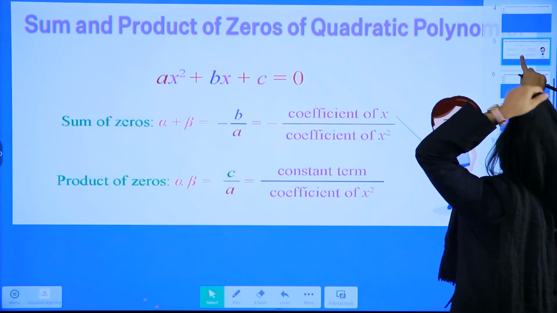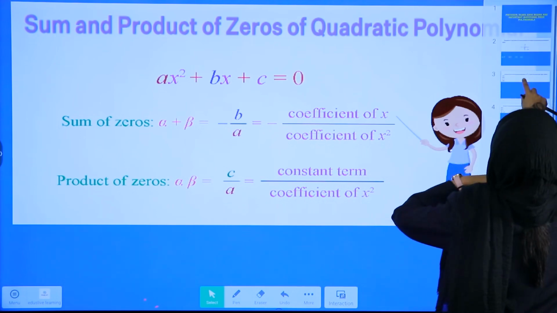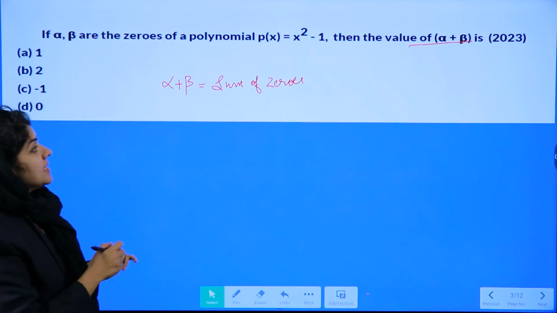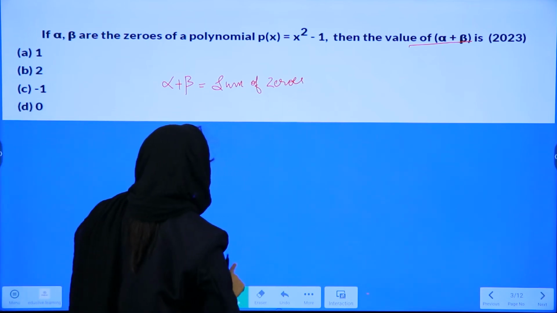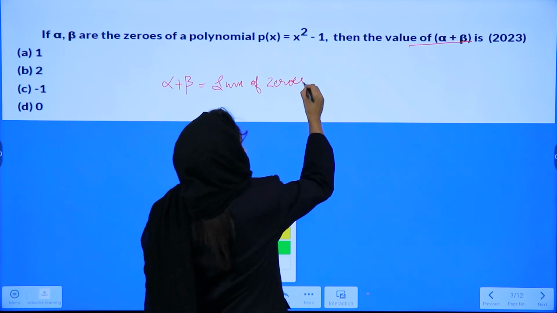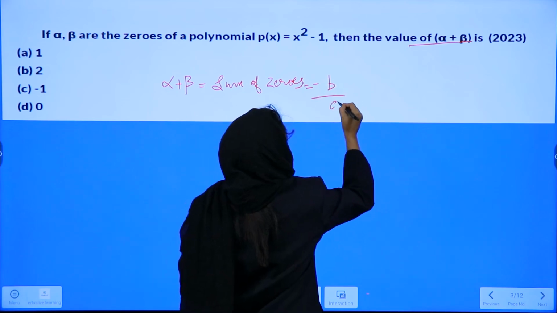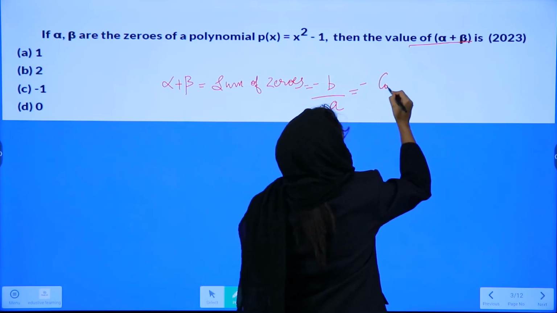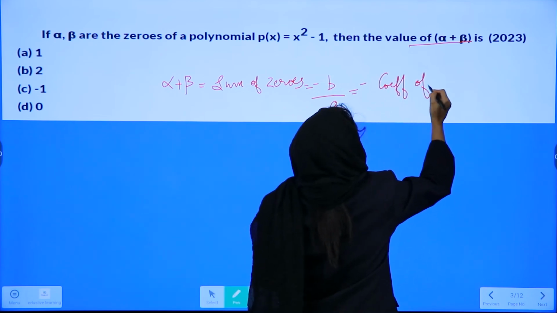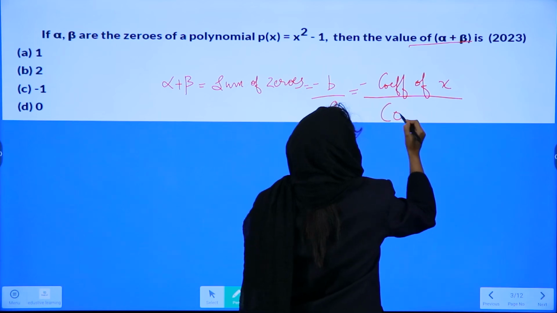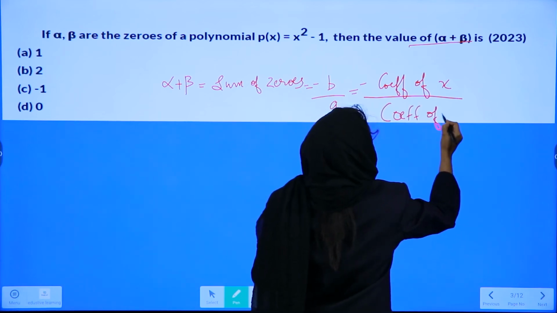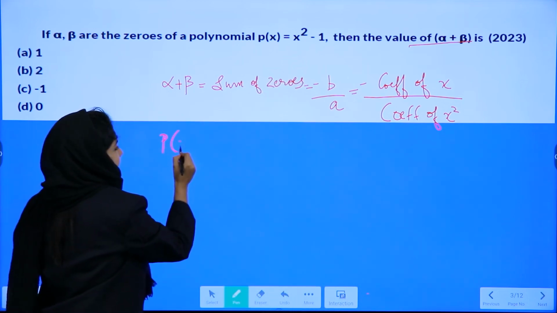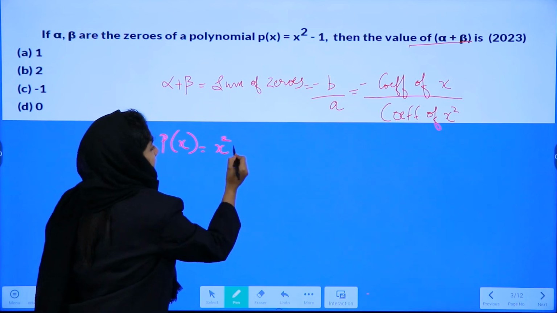Now coming back to our question, we have to find the value of alpha plus beta, that is the sum of zeros. For the sum of zeros, the formula is minus b by a, so don't forget to give this negative sign: minus the coefficient of x divided by the coefficient of x square. So this is our equation, p of x equals x square minus 1.